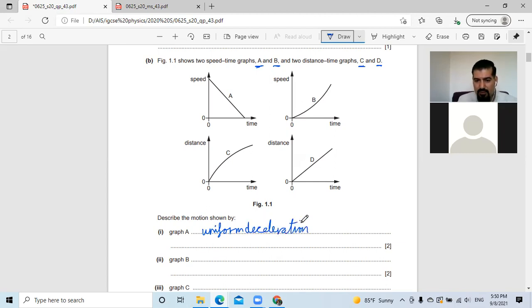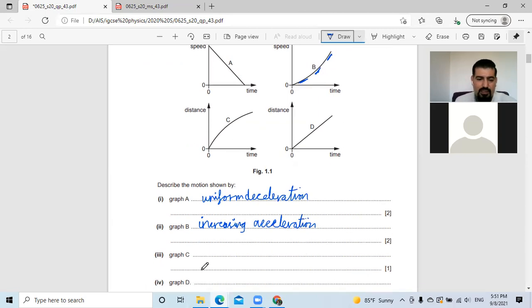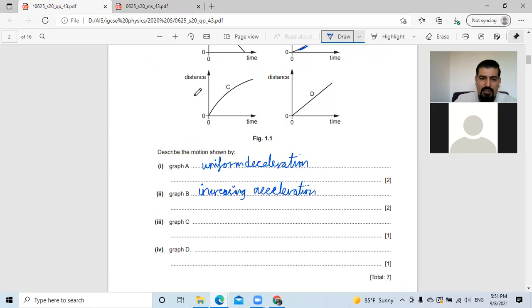Okay, in graph B, what's happening here? The speed increases, but it's not a straight line. The gradient increases. So what can we say? Increasing acceleration. Yes, increasing acceleration. 2 marks. So far, 4 marks. With the 1 mark for the definition, 5 marks.